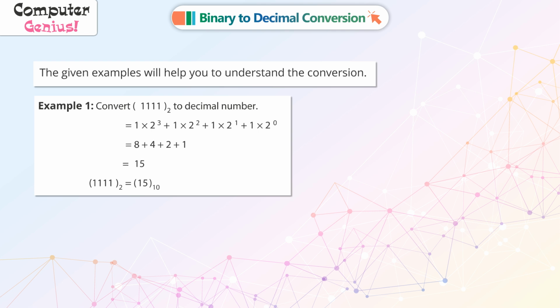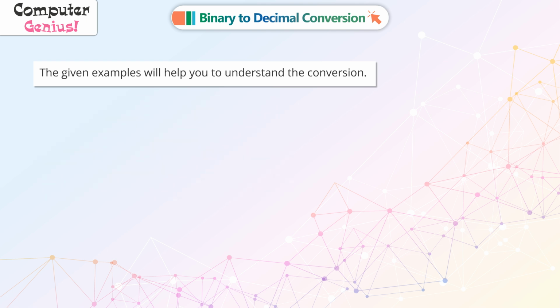1 times 2 raised to the power 3 plus 1 times 2 raised to the power 2 plus 1 times 2 raised to the power 1 plus 1 times 2 raised to the power 0 is equal to 8 plus 4 plus 2 plus 1 is equal to 15. 1111 base 2 is equal to 15 base 10.